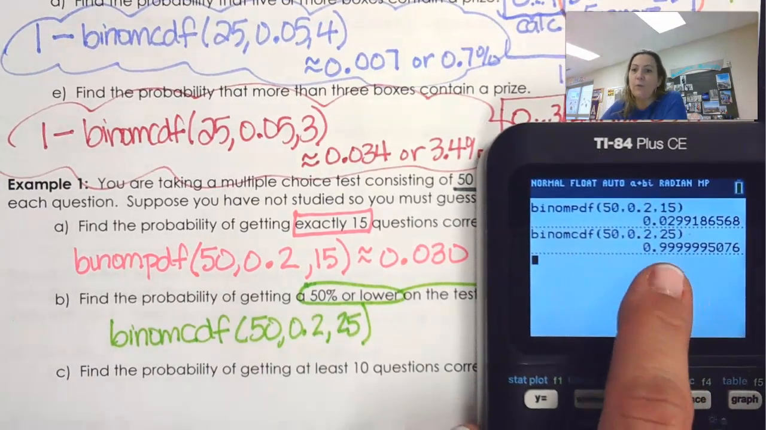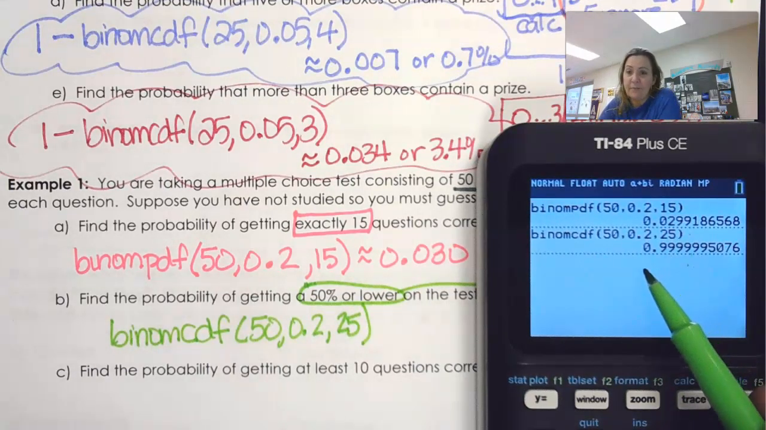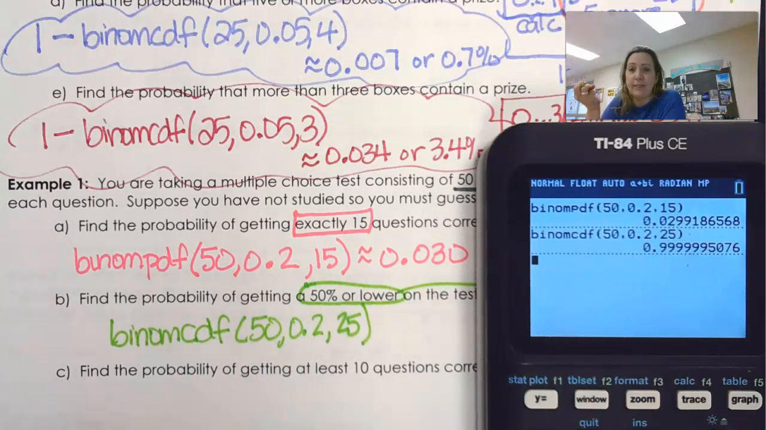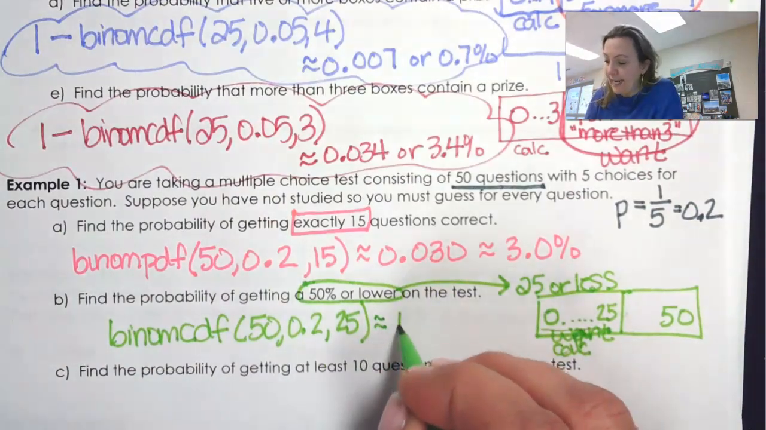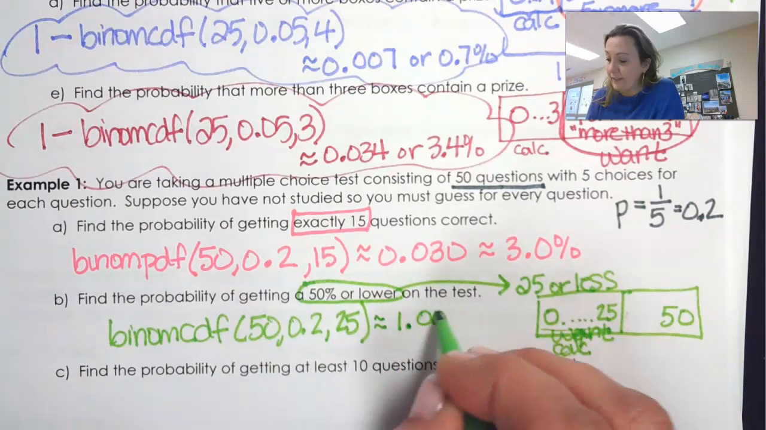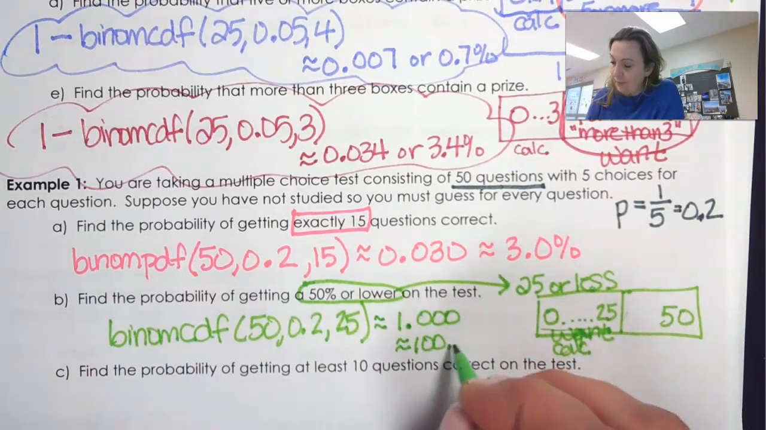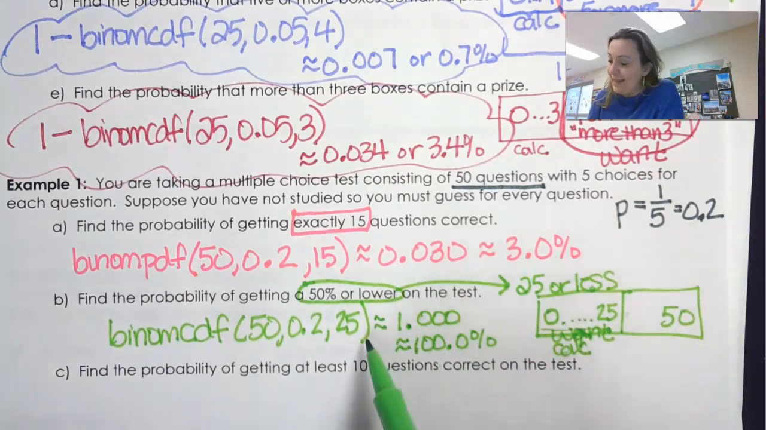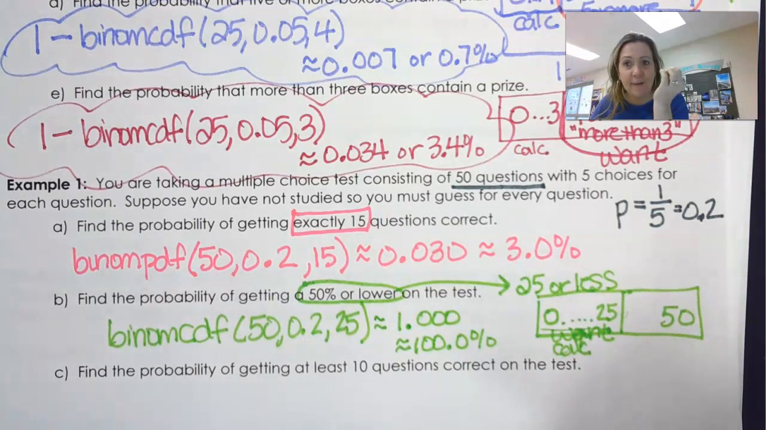In this case, we have 0.999. That rounds up to 1.000 if we round to 3 decimal places. That's why it's important for us to say approximately 1.000, that it's about 100.0%. Because of the approximate, it doesn't mean that it's for sure going to happen, but it means it's probably going to happen. So that's why the approximately is very important.